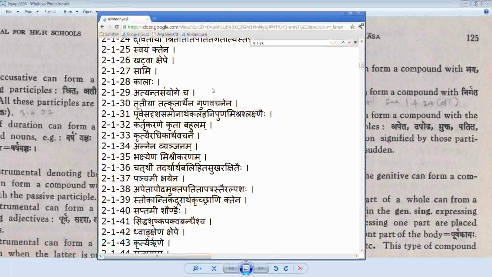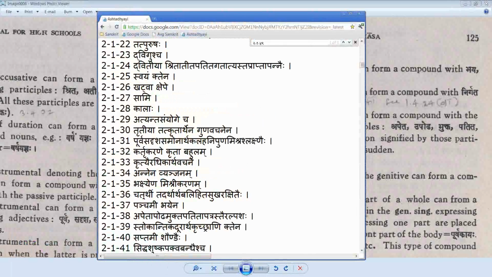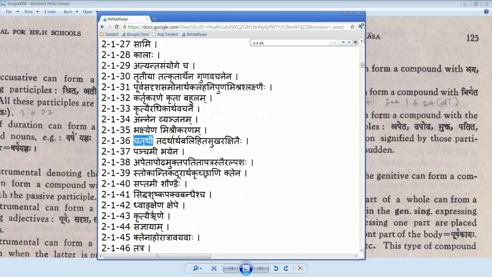But if you look here, see Dvitiya. First Panini starts Tatpurushaha here in 2.1.22, then Dvigushcha, that's one sutram, to give Dvigu also Tatpurusha status, then immediately Panini starts Dvitiya. So Dvitiya can compound with one of these terms to form a Tatpurusha compound, Dvitiya Tatpurushaha. Then Tritiya, Panini starts from 2.1.30. Tritiya. Then comes the Chaturthi, Tadarthartha bali hita sukharakshitaihi. Then comes Panchami, Bhayena.